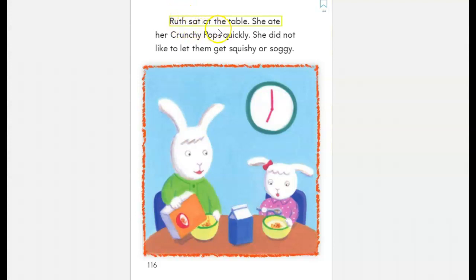Ruth sat at the table. She ate her crunchy pops quickly. She did not like to let them get squishy or soggy.